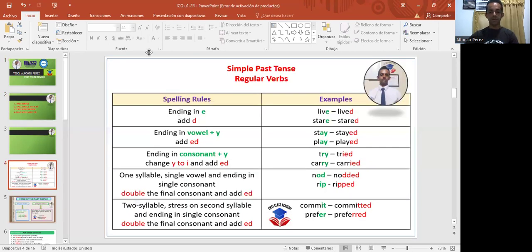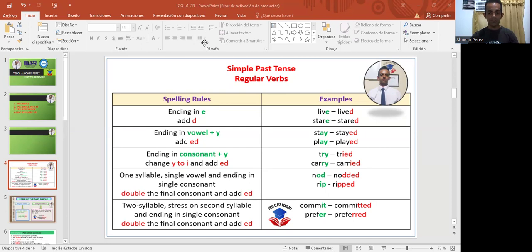For the past simple, we need to mention regular verbs. Regular verbs are formed by adding e, ed, or ied. Let's start with spelling rules. Add only d when you have a silent e. For example, leave, left; stare, stared. If you have a vowel plus y, add ed: stay, stayed; play, played.